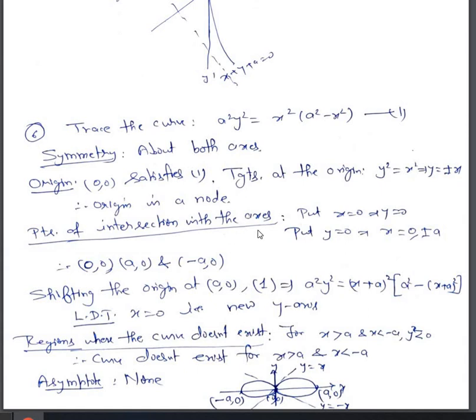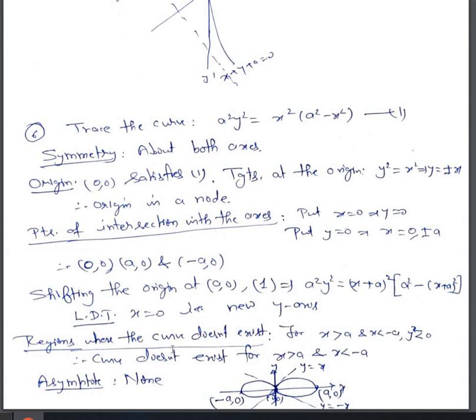To find points of intersection with the axes, if you put x is equal to 0, we get y is equal to 0. If you put y is equal to 0, we get x is equal to 0 and plus minus a. So the points of intersection with the axes are 0, 0, (a, 0) and (minus a, 0). We have already studied the nature of the origin, which is a node. For finding tangents at (a, 0), we shift the origin to (a, 0). The equation of the curve becomes a square y square is equal to (x plus a) whole square into (a square minus (x plus a) whole square). Now you simplify it and equate the lowest degree term equal to 0. The lowest degree term will give x is equal to 0, that is the new y axis.